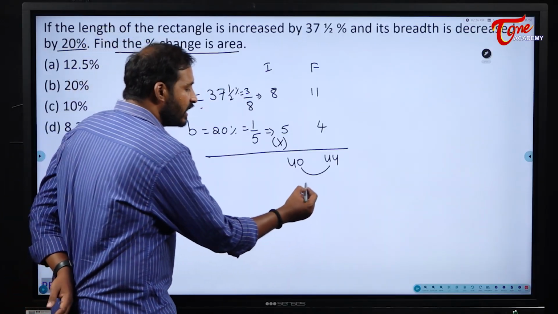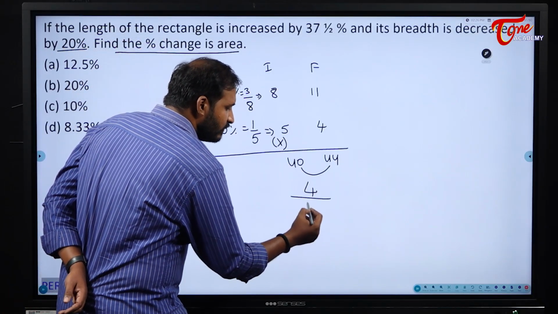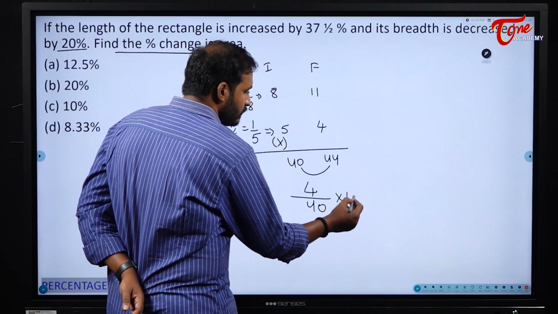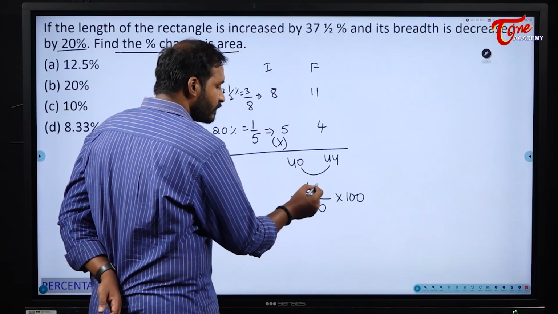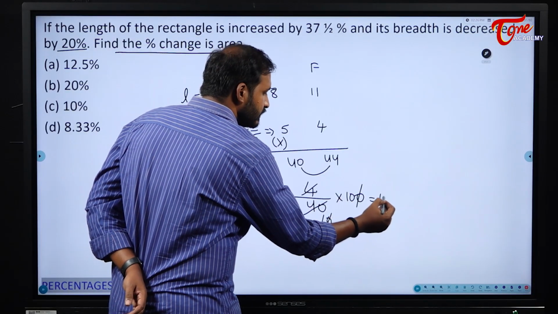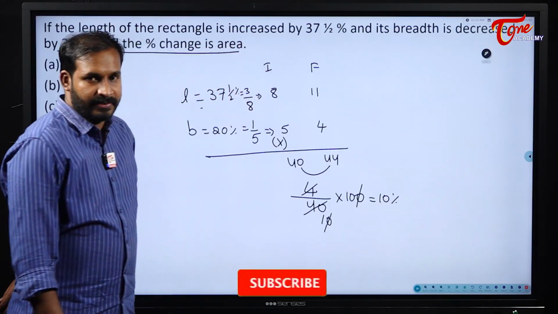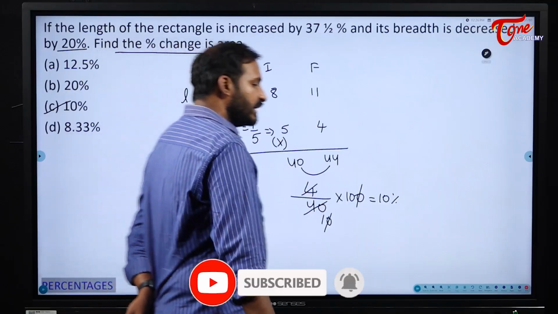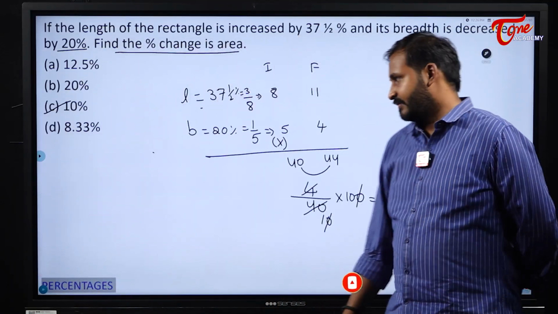It is increased by what value? 4. What is the actual value? Initial value means the actual value. So 4 by 40 into 100. 4 ones are 4, 4 tens are 40, the 0s get cancelled and we get 10%. So increase by 10%.